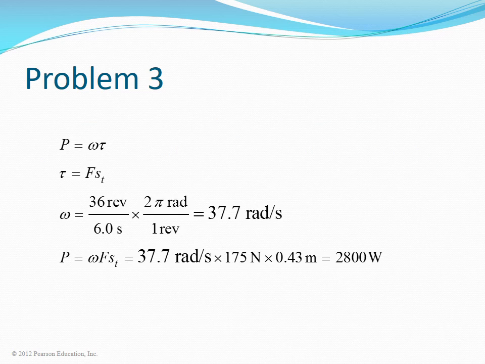The power is the torque times the angular velocity. First, find the angular velocity in radians per second and get 37.7 radians per second. The torque is the applied force, 175 newtons, times the moment arm of 0.43 meters. The total power is 2,800 watts.